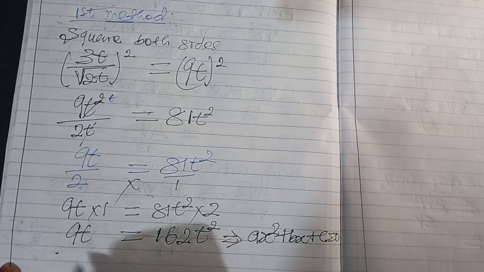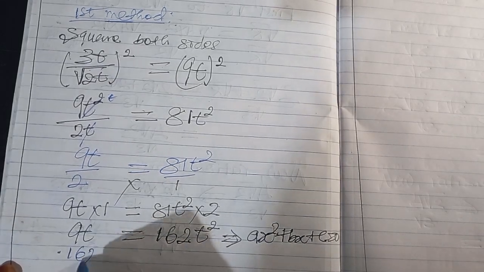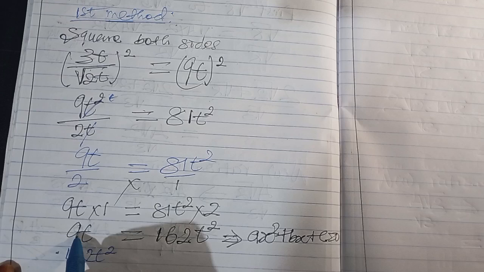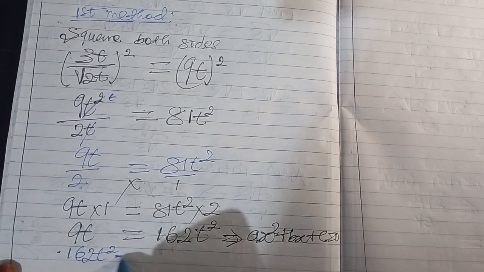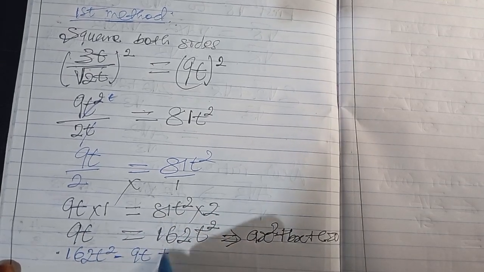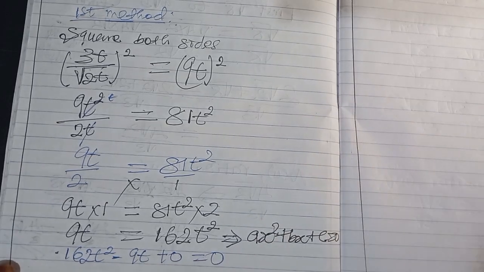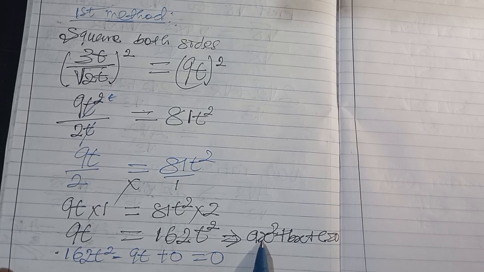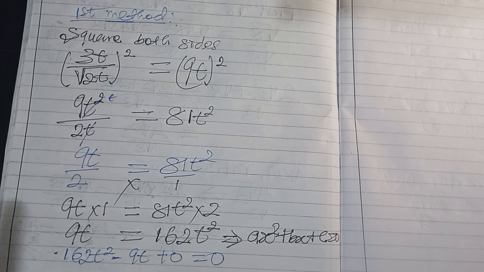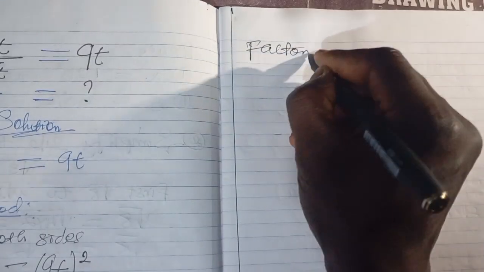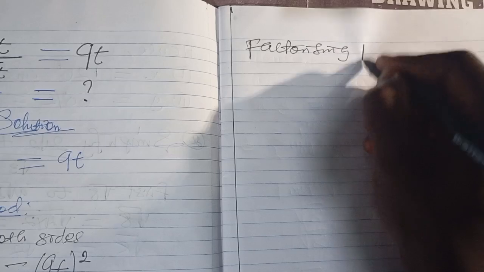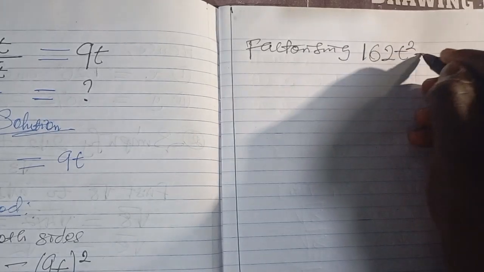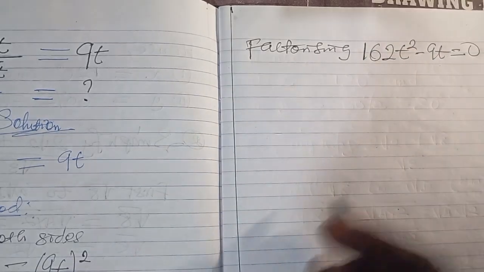Rearranging this equation, I will have 162t raised to power 2. Then 90 crossing the equality sign will be minus 90. Then plus 0 equals 0. Here now, c is 0. 90 is the middle term. 162t squared is ax squared. Now, let's factorize. Factorizing 162t squared minus 90 equals 0.